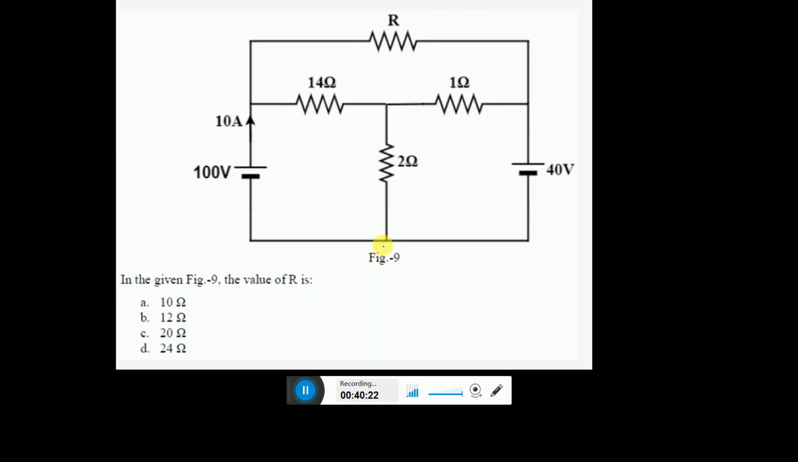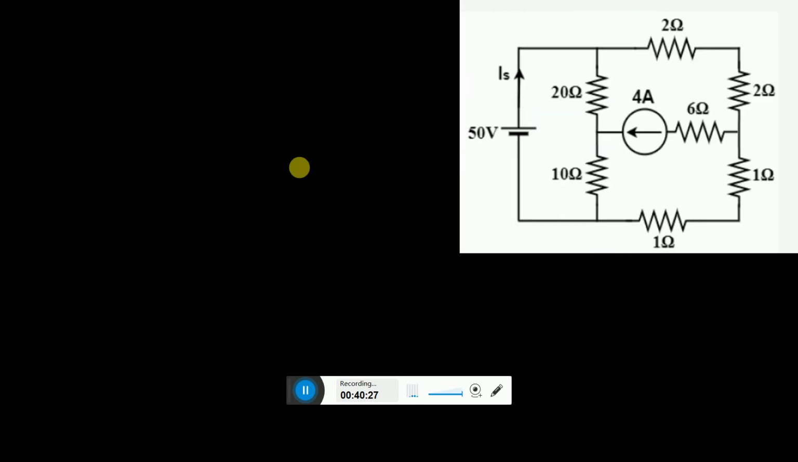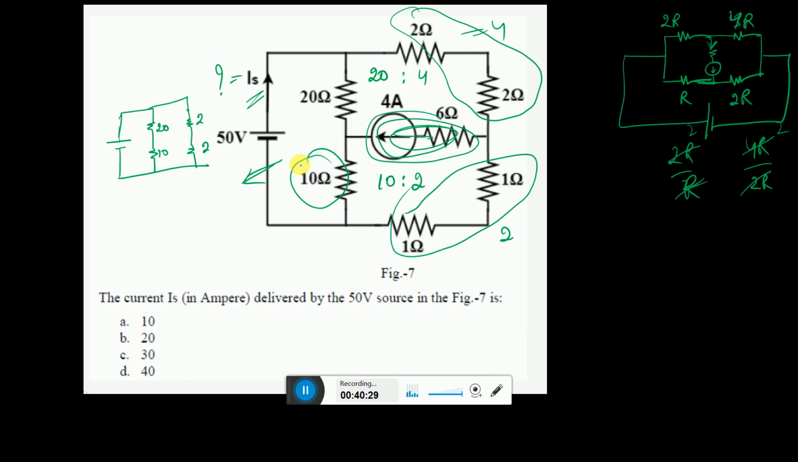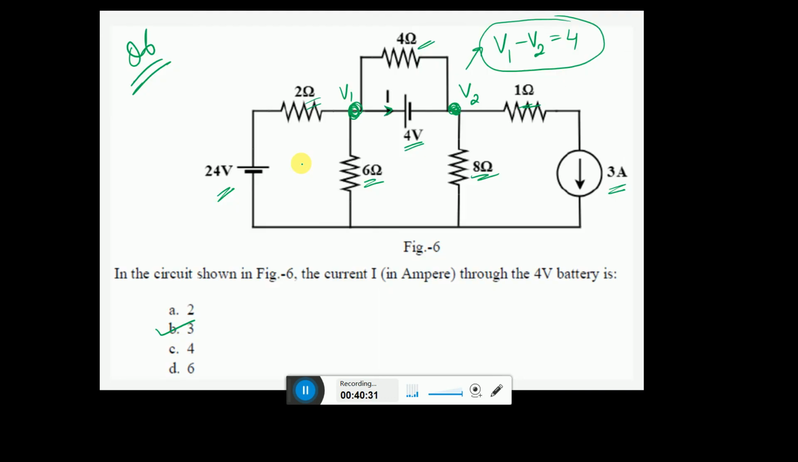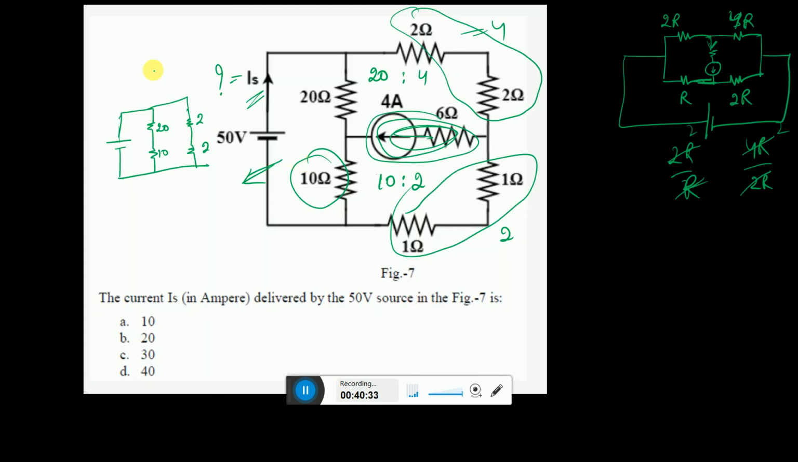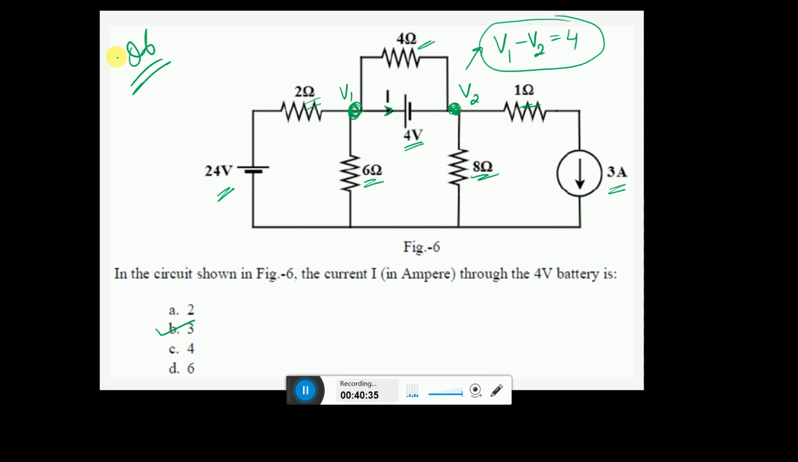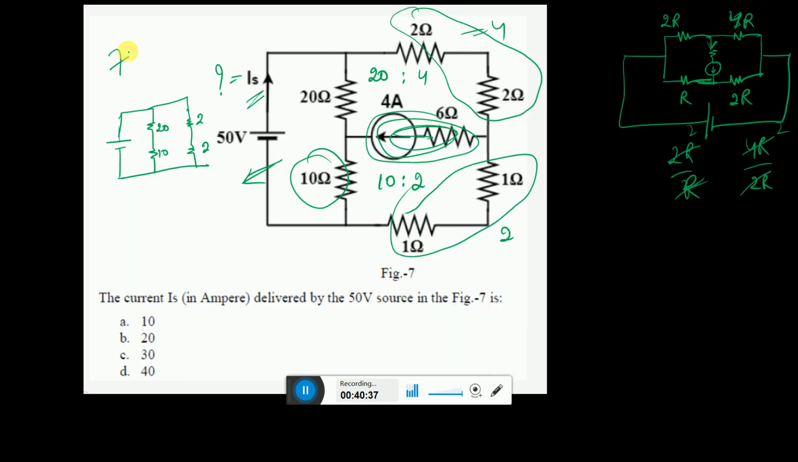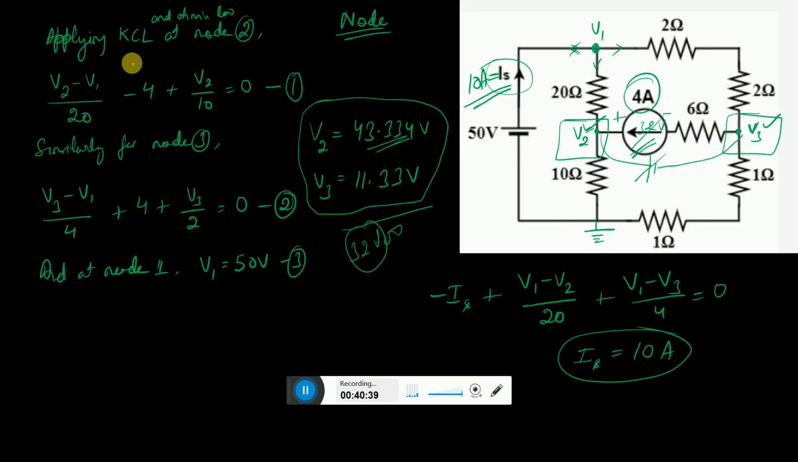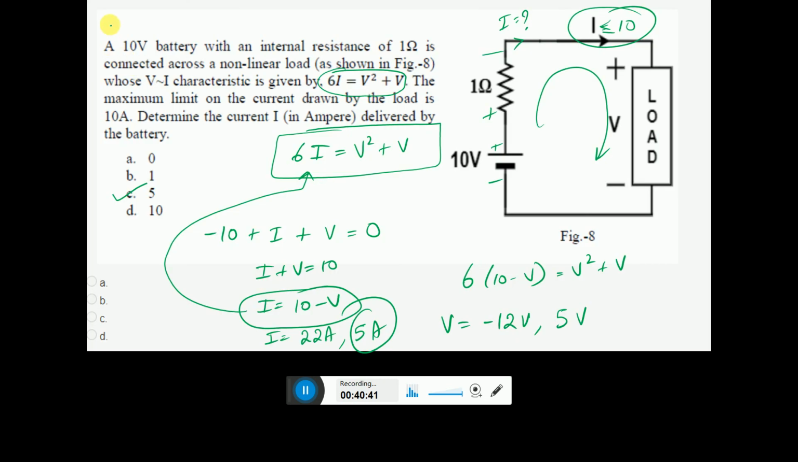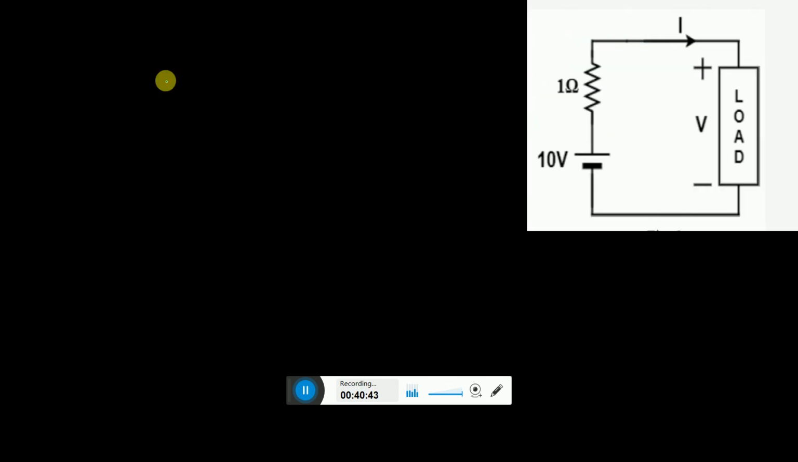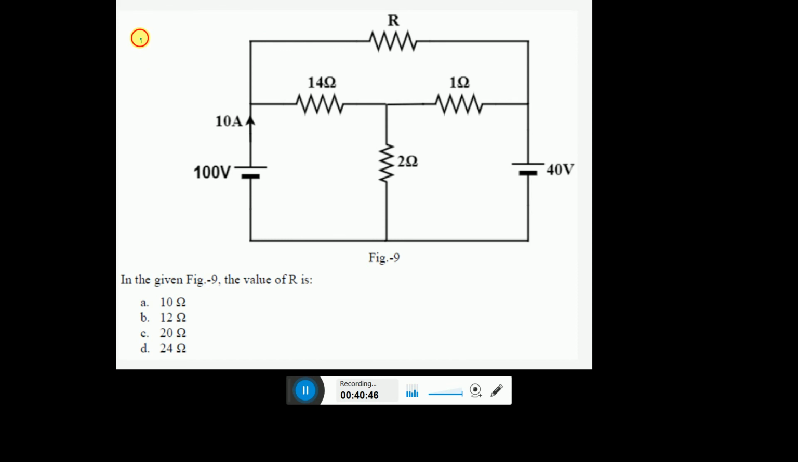Like that we have another problem over here. This is 6, this is 7, and this is the 8th problem. So we have solved 8 problems till now, and now we have a 9th problem given here. Find the value of R.